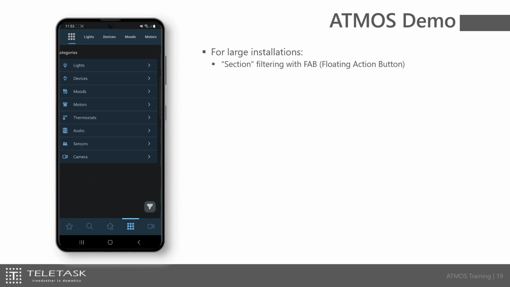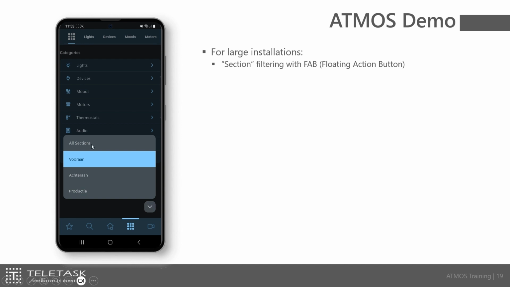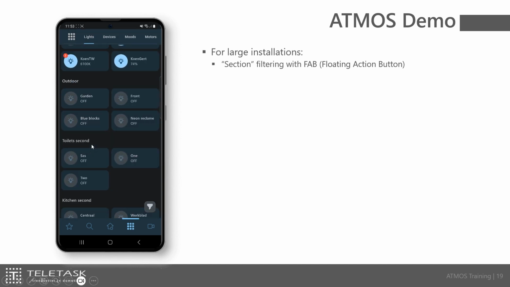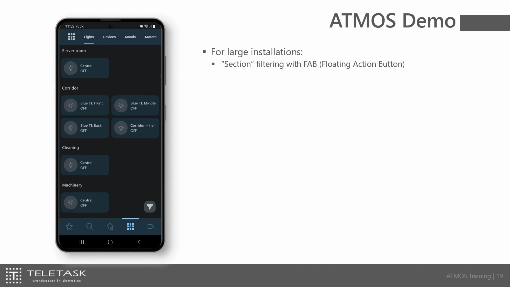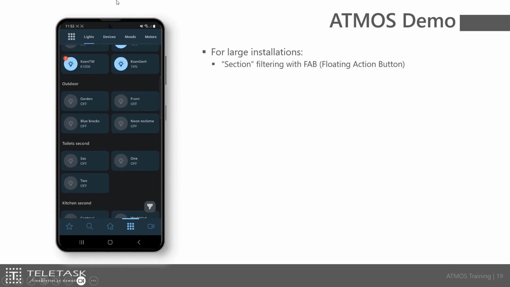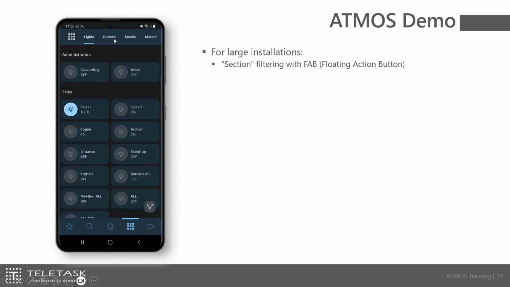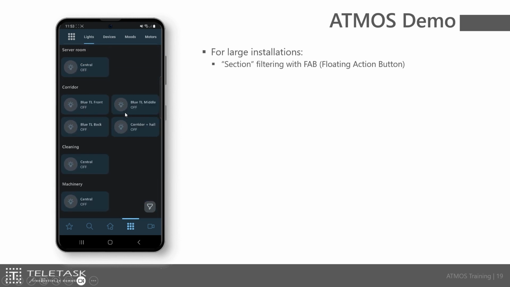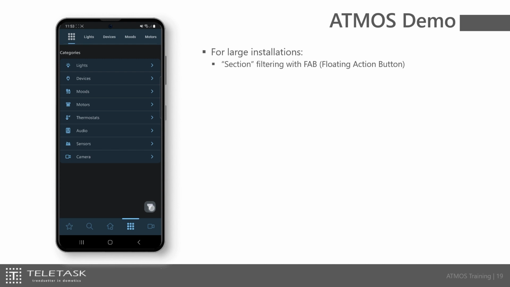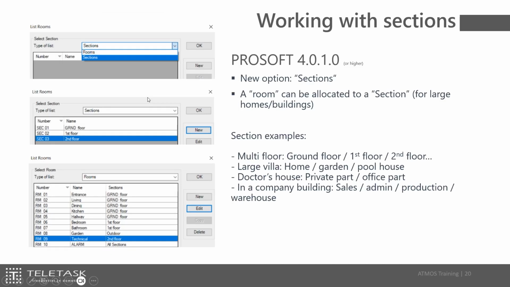And we have all sections as well as a button. The top one is all sections. If you click there, then it works like normal, I would say. But if you select one of the sections, then the list of rooms which will be on your app is limited to the section you have selected. So how do you work with sections in ProSoft?